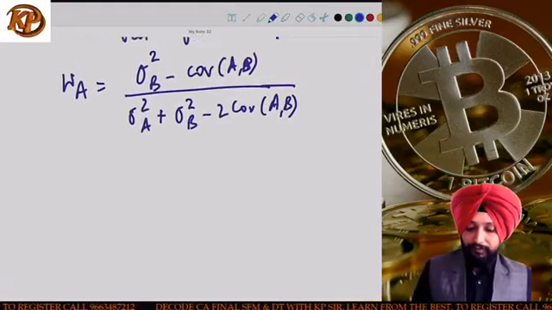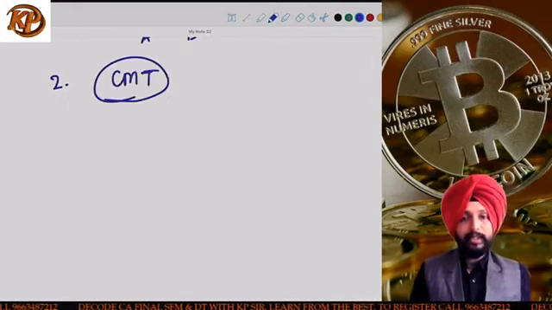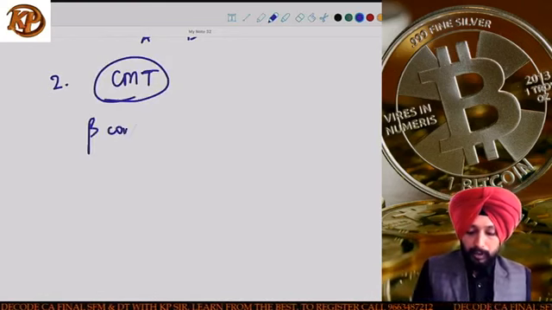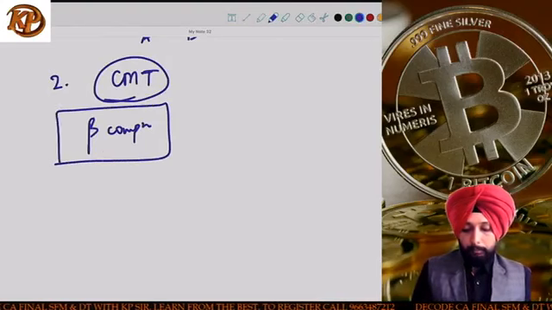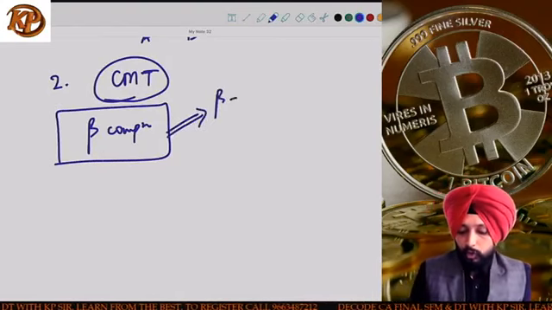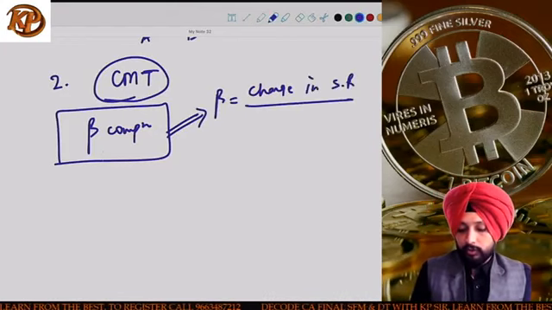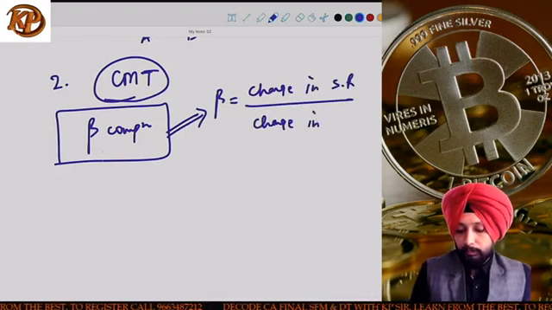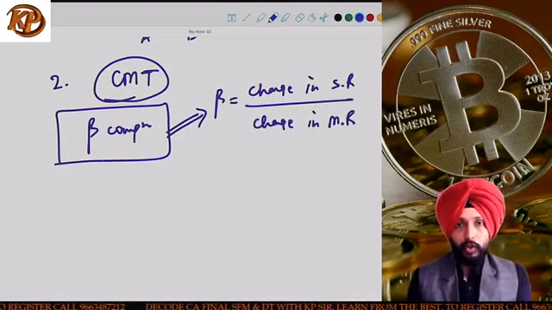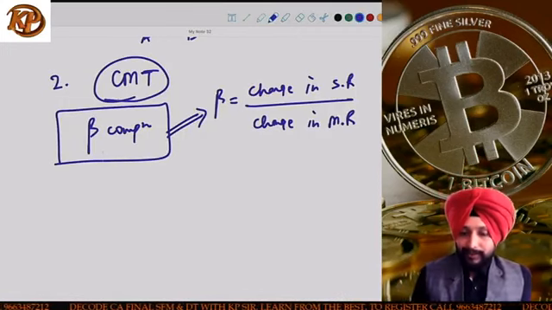Okay guys, after that we moved on to the next theory, and that theory is capital market theory. In capital market theory, the most important point of discussion that we have done is beta computation. Beta computation can be done in different ways. I told you, if only 2 period data is given, then we calculate beta as change in stock return divided by change in market return. That's the first formula we have done. This formula is to be used when only 2 period data is given.